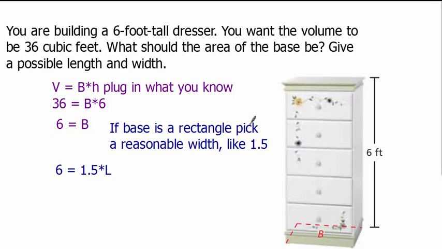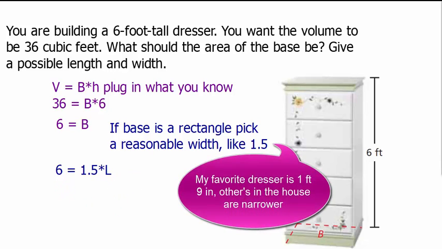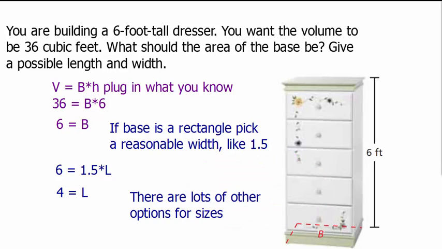The base is a rectangle, and so I'm going to pick whatever I want. I could have picked 2. I could have picked 1. I think 1.5 is nice for deep drawers, so that's why I picked 1.5. Plug that in for the area of a rectangle equation, and that's going to give me 4 feet for the length. I could have plugged in a 1 and had a 6-foot length. I could have plugged in 2 and had a 3-foot length. Those are all reasonable picks.